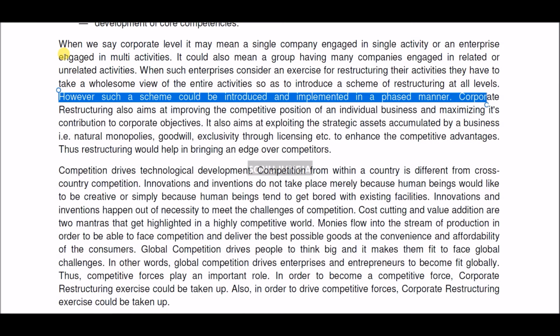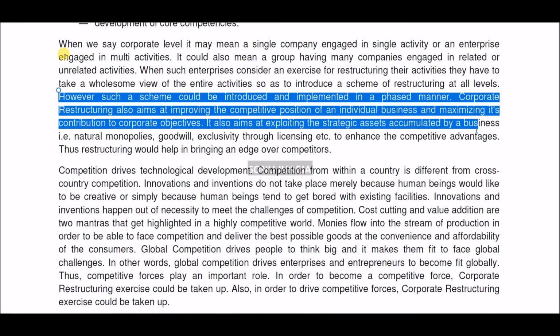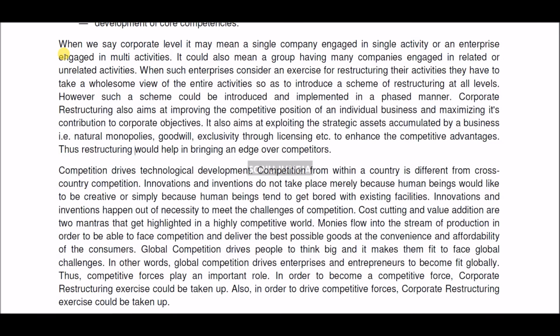Now, corporate restructuring also aims at improving the competitive position of an individual business and maximizing its contribution on corporate objective. It also aims exploiting strategic assets accumulated by business, that is natural monopolies, goodwill, exclusively through licensing, etc. Now, to enhance the competitive advantages, the restructuring would help in bringing the edge over competitors.